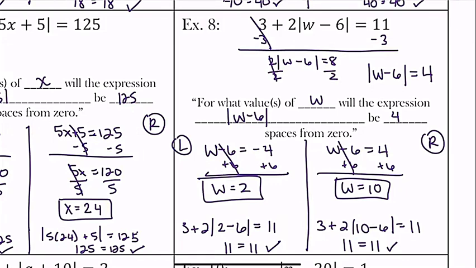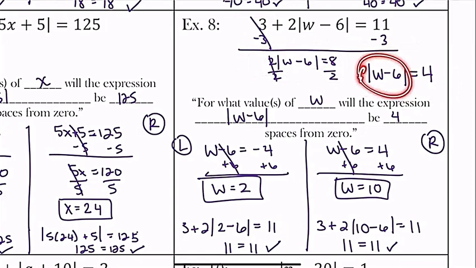Okay, here's number 8. We should have gotten W equals 2 and W equals 10, both of which are solutions to our equation here. So first we moved the 3. It was positive, so we subtracted it. And then next we divided by 2, because you're multiplying by 2. And that got us to here: the absolute value of W minus 6 equals 4.